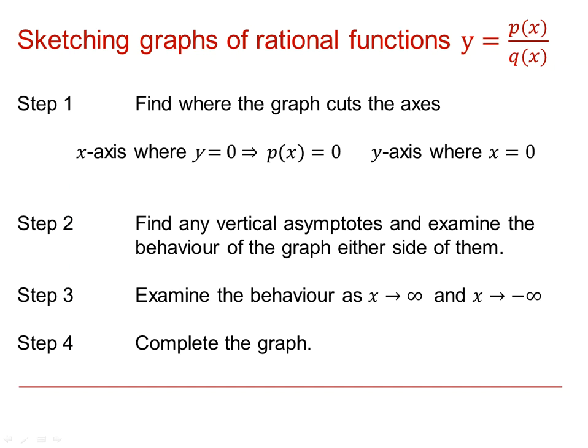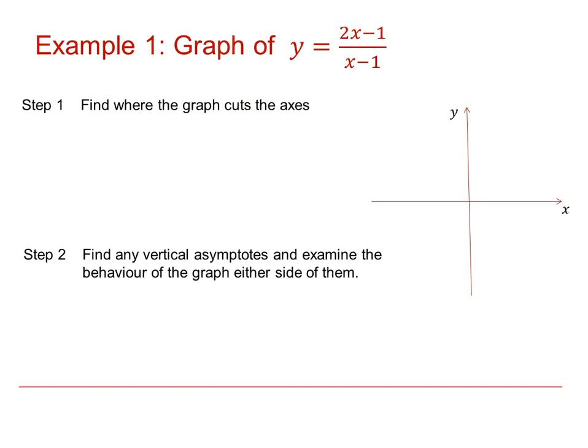So we're going to go through a couple of examples of this in practice. The first one is the graph of y equals (2x minus 1) over (x minus 1), which we considered in the first video. We know that when y is equal to 0, then we must have 2x minus 1 is equal to 0. In other words, x is equal to 0.5. So it cuts the x-axis at a value of 0.5 at this point here.